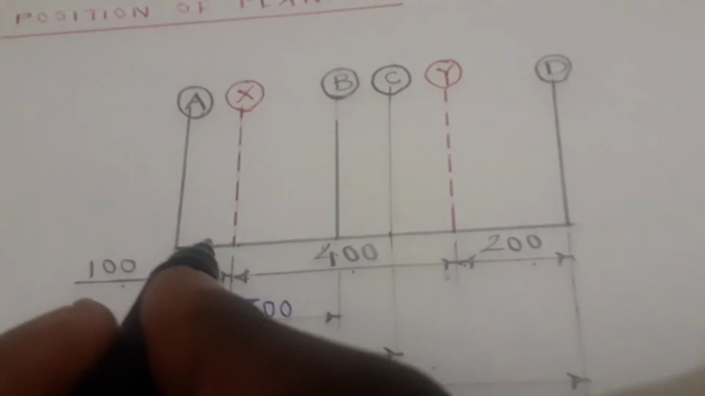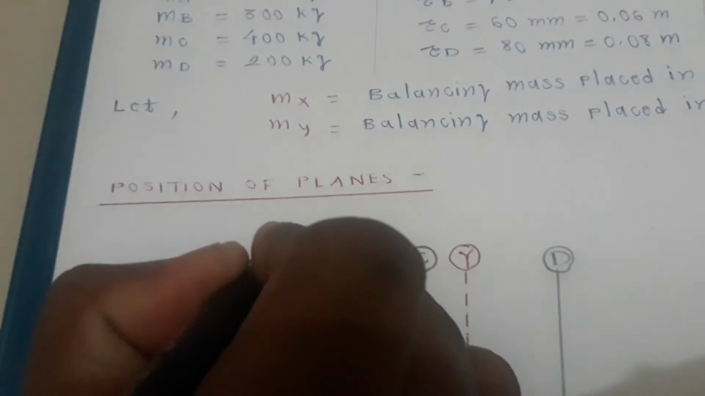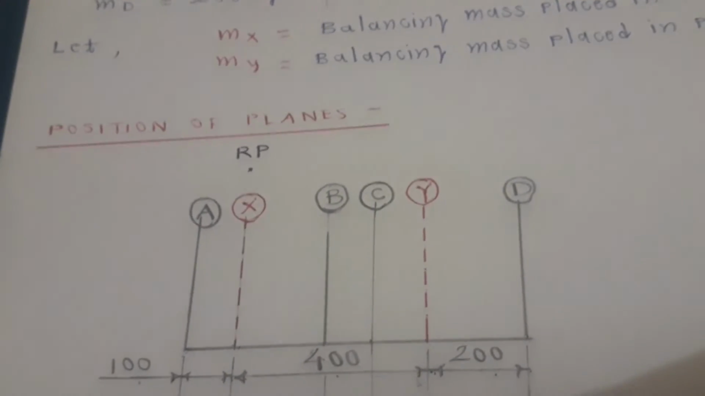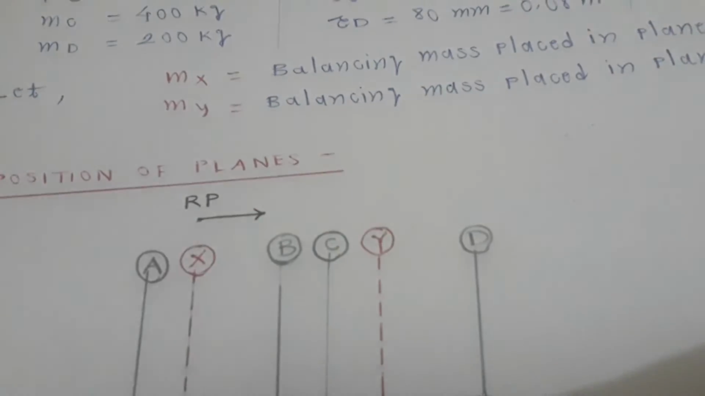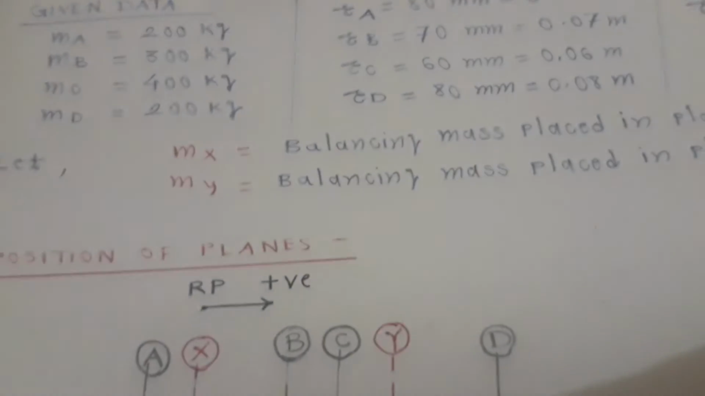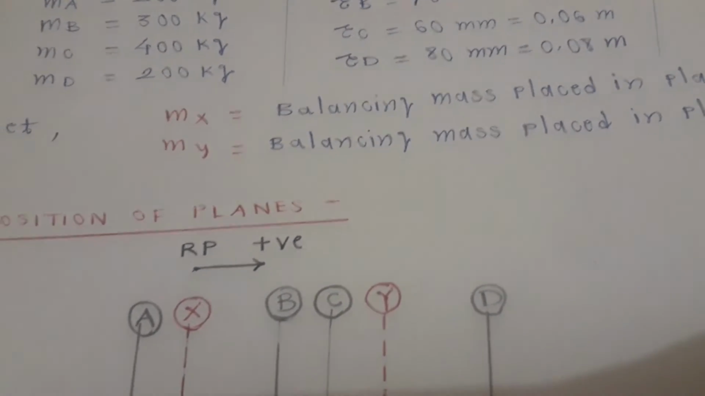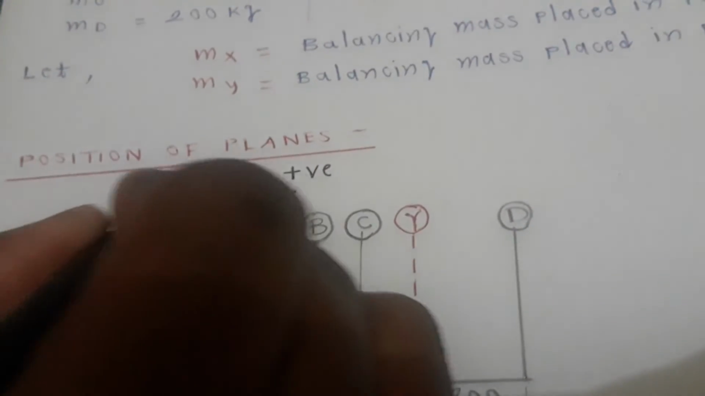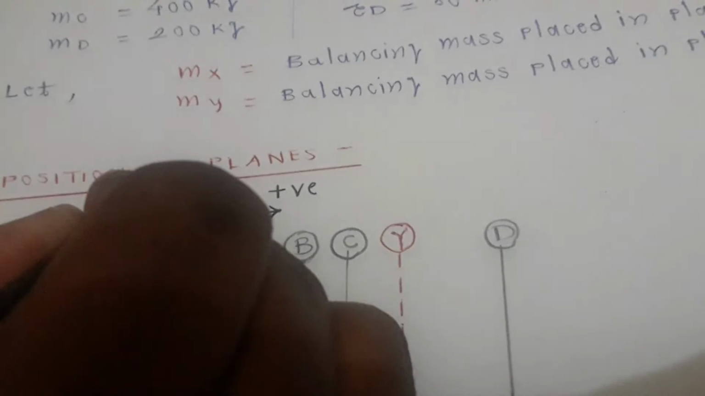Now let us consider this X plane as a reference plane. So therefore this X we are considering as a reference plane. If I consider this X as a reference plane, on the right hand side the entities will be in a plus sign, whereas if I consider the entities in the left hand direction, it will be in a negative sign.